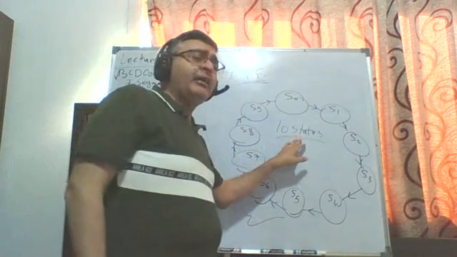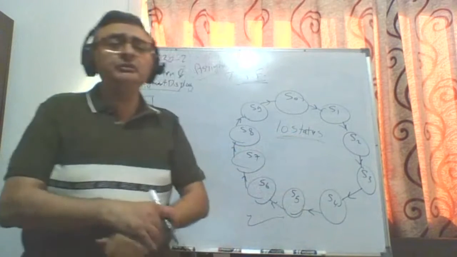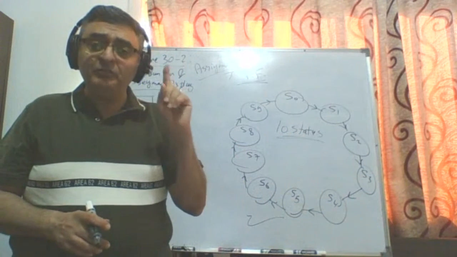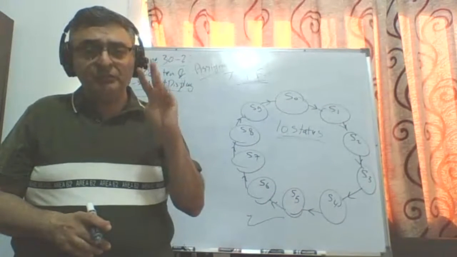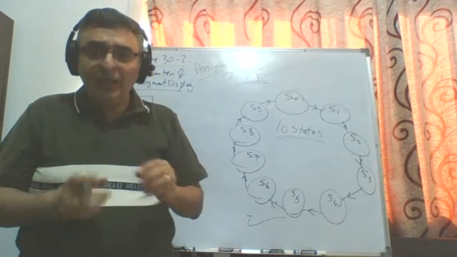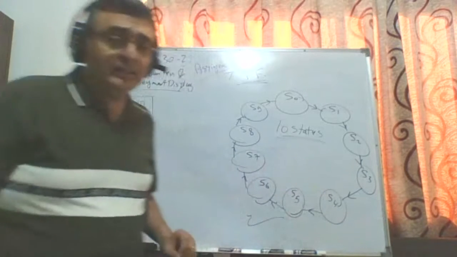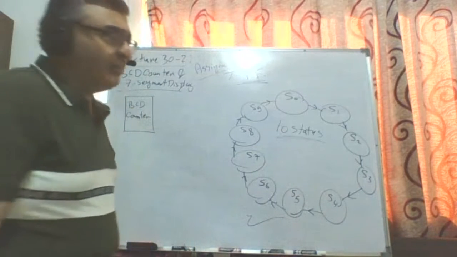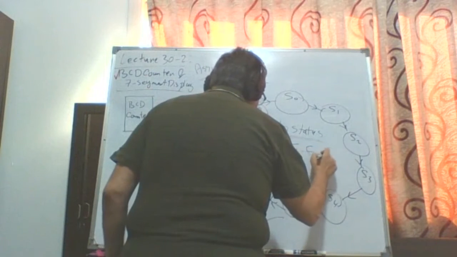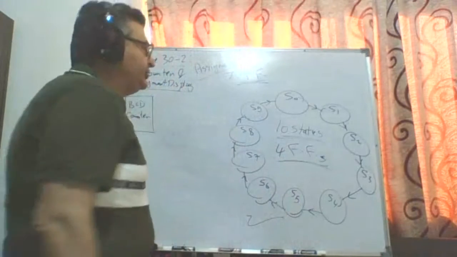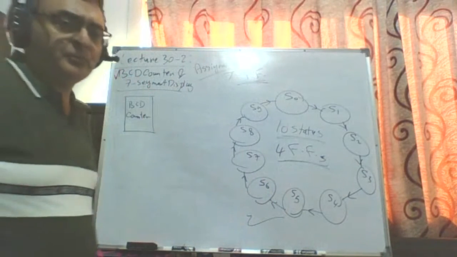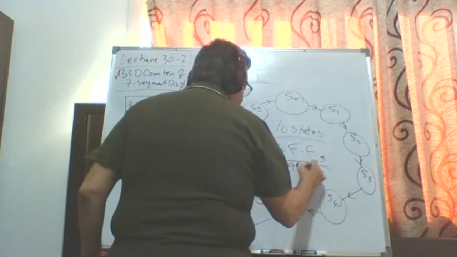Here I have 10 states. How can I achieve 10 states? How many flip-flops do I need? Can I use one? One flip-flop will give me 2 states. 2 flip-flops will give me 4 states. 3 flip-flops, the 3-bit counter, will give me up to 8 states. Here I need 10 states, so the minimum number of flip-flops is 4. That means each state will be defined by 4 outputs of the flip-flops. We can call them A, B, C, and D.